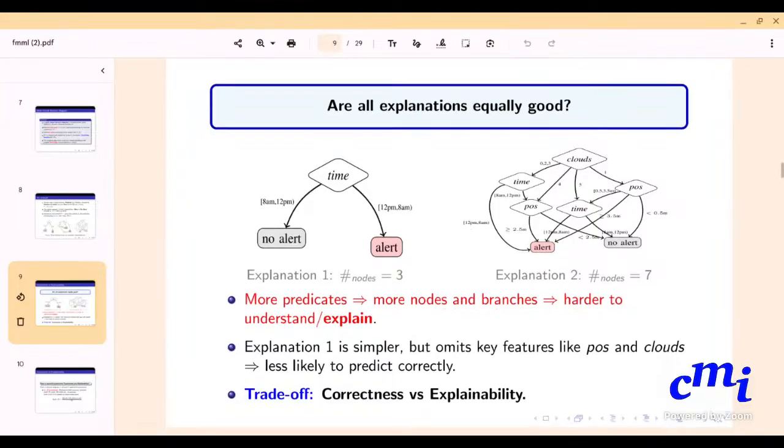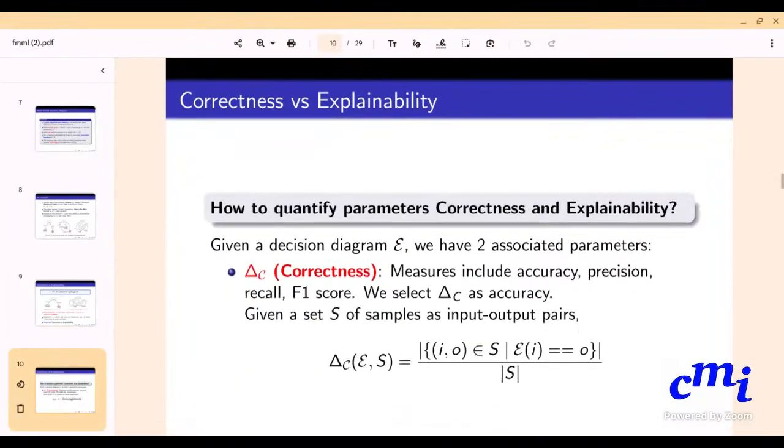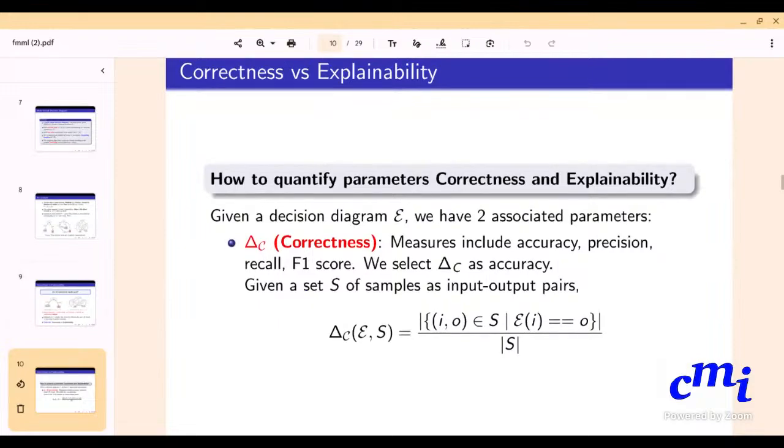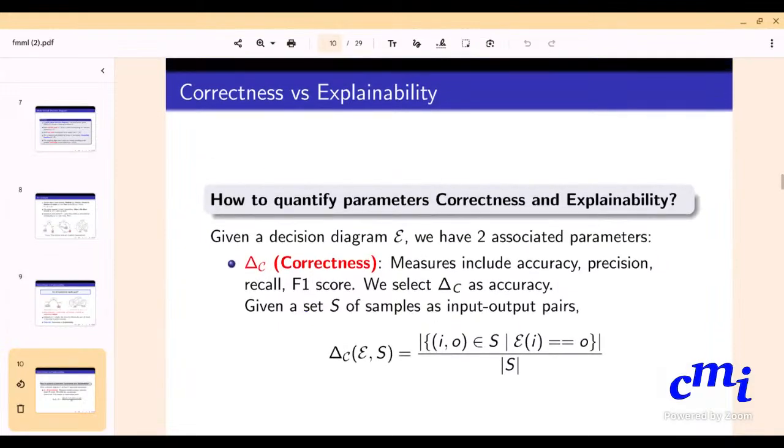Go ahead. So far quite good. I have asked the question, are all explanations equally good? So I want to quantify these measures. What do I mean by explainability? I have just given a very subjective view of explainability, correctness, etc. Now I want to quantify them. So how do we formally quantify or formalize these parameters of correctness? Good. So given a decision diagram E, we have two associated parameters.